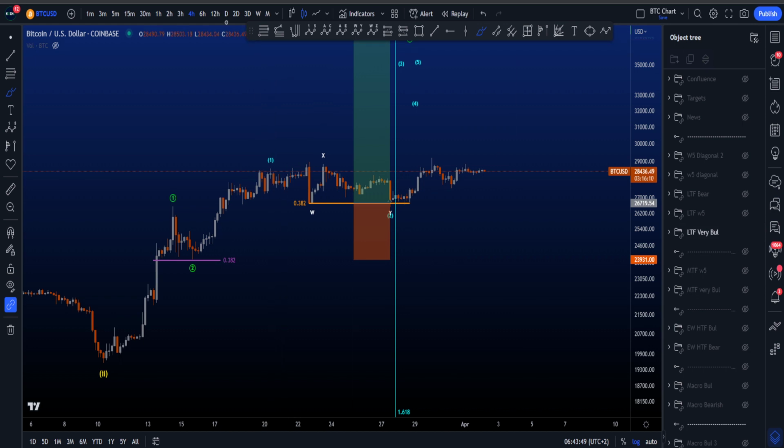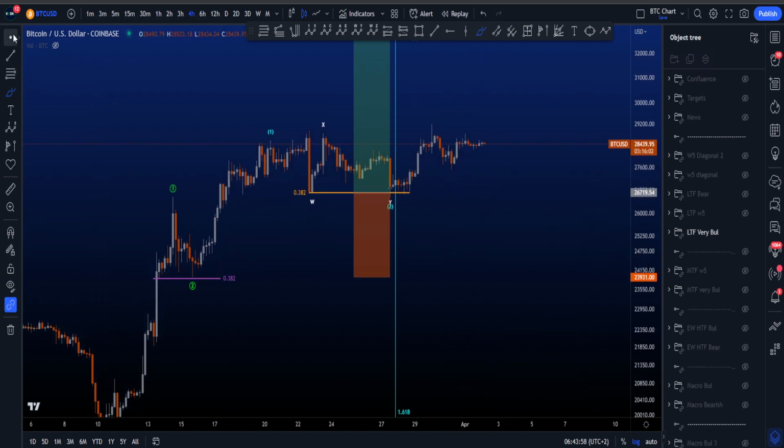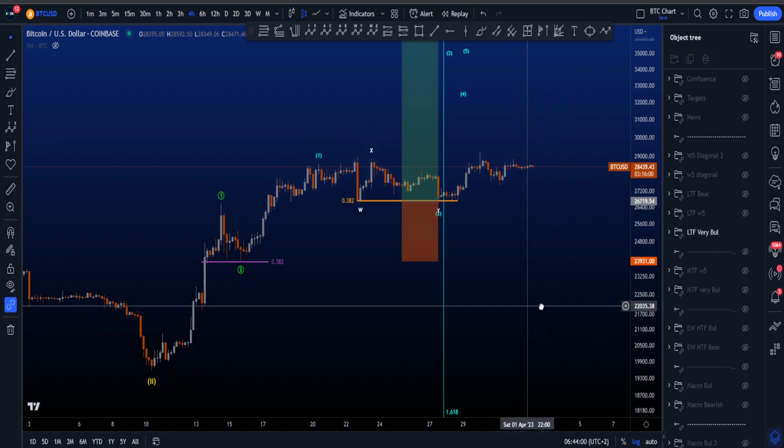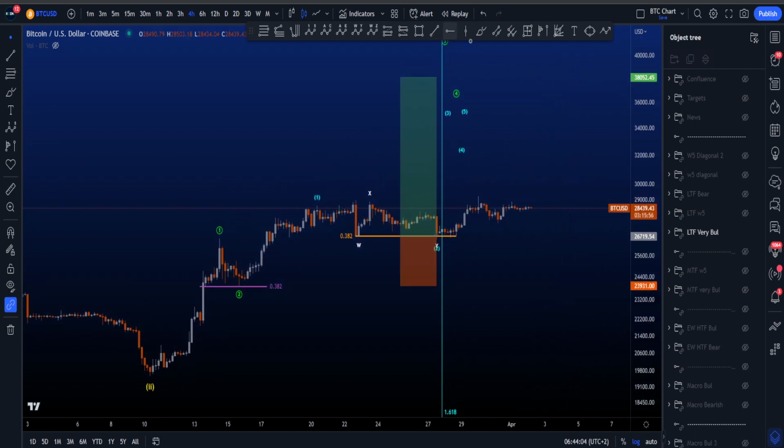If we then go to the lower time frames, I have a couple of counts I'd like to show you. And actually the lower time frame starts to become quite complex with the range that we have. Of course, it's weekend, and in the weekend price tends to range, which can be quite annoying. But let's at least have a little look at what I have on my chart.